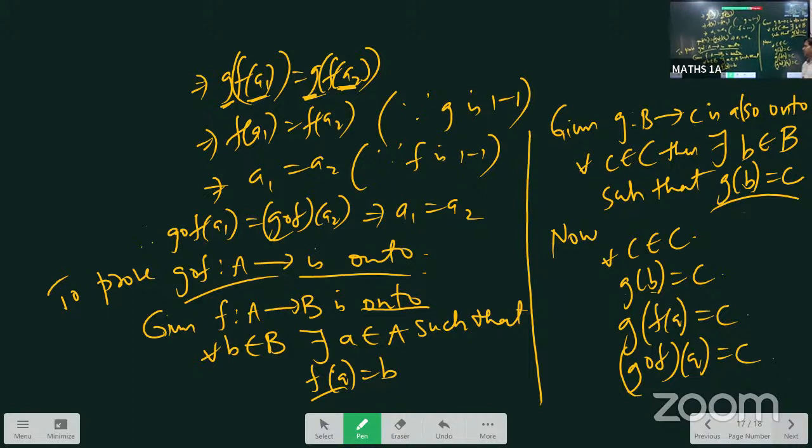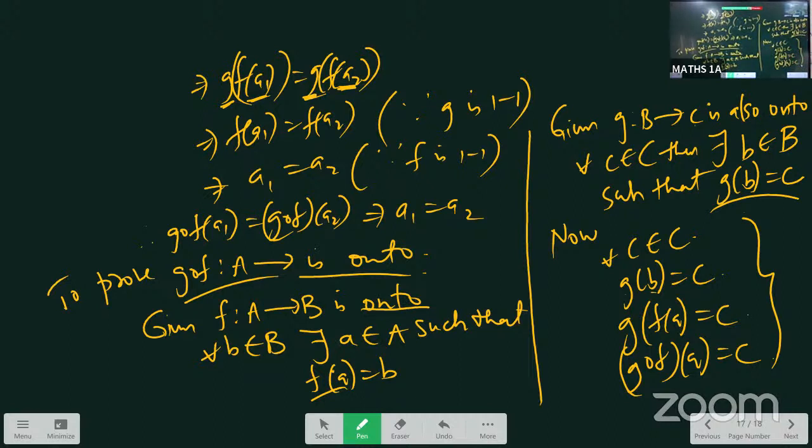F is a mapping from A to B and is onto. For every b belongs to B, there exists some a belongs to A such that f of a equals b. Like that g of b equals c, because f and g are both onto functions. For every c belongs to C, g of b is c. g of f of a is c. Then g circle f of a is also c.